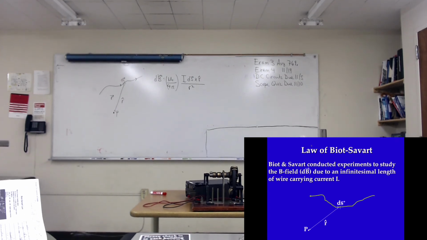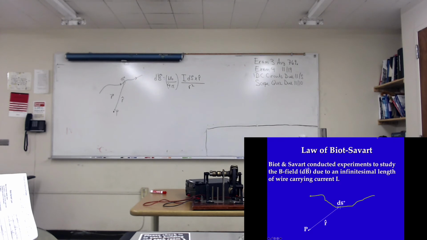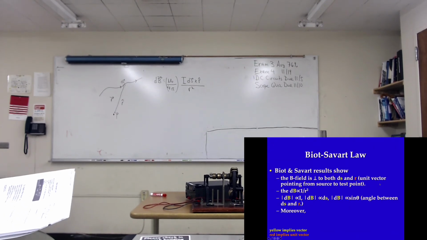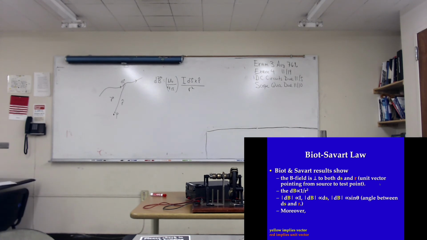That's the field due to an element of the wire. The B field is perpendicular to both your ds and your r hat. The magnitude dB is proportional to 1 over r squared. It's proportional to the current, its magnitude is proportional to ds, and it's proportional to the sine of the angle between ds and r hat.